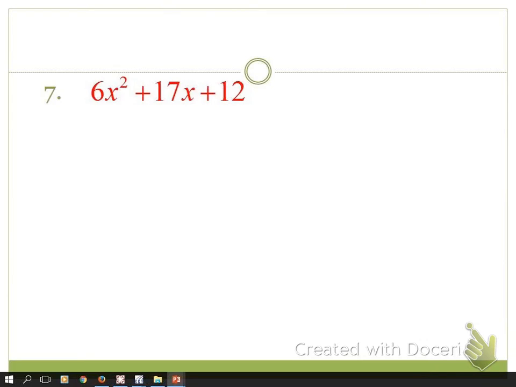Look for a greatest common factor in number 7. There's not one that you can factor out and not have it change anything. So we go right to it. Make your parentheses. Now factor 6. How would you factor 6? You can go 6 and 1, or you can go 3 and 2.